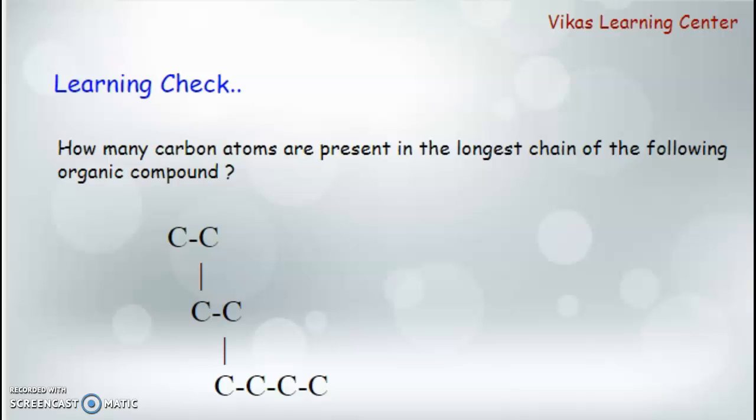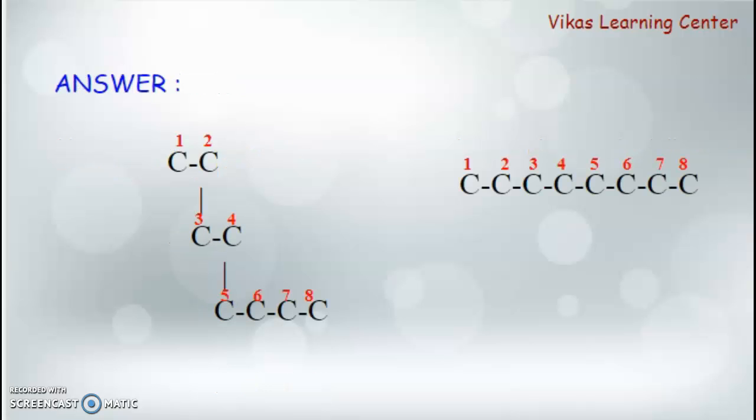So now here goes a learning check for you. How many carbon atoms are present in the longest chain of the following organic compound? If you start numbering this organic compound, you will have 1, 2, 3, 4, 5, 6, 7, 8. Well, if you expand this, you'll get the structure somewhat like this. So, this is the longest carbon chain of this organic compound and it has 8 carbon atoms present in it.